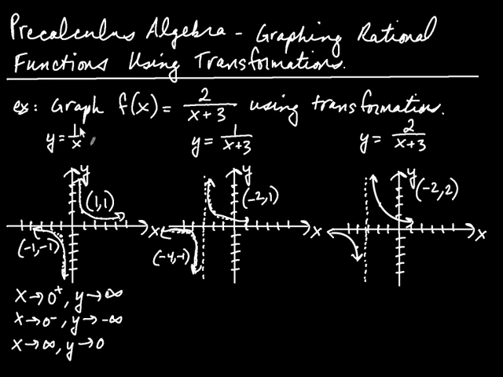So remember, when you're graphing rational functions using transformations, you start with the base graph y equals 1 over x, and you apply transformations one at a time to end up with the function that you're interested in.